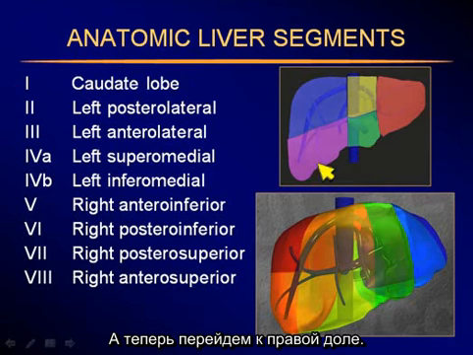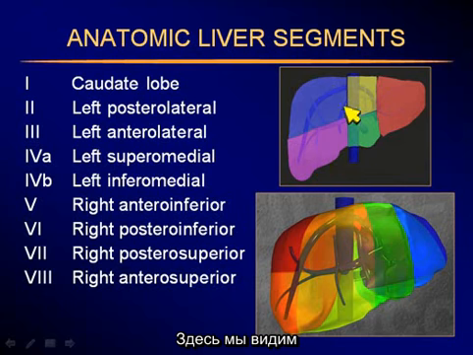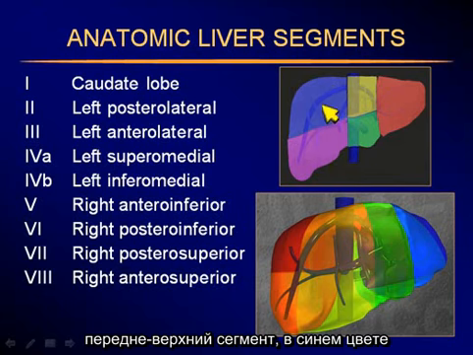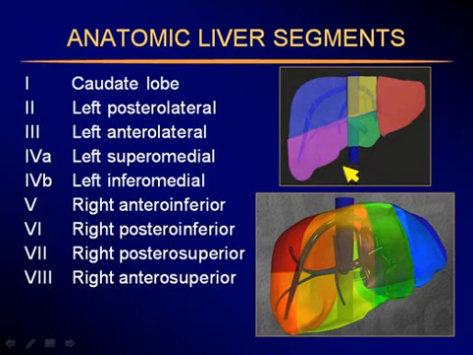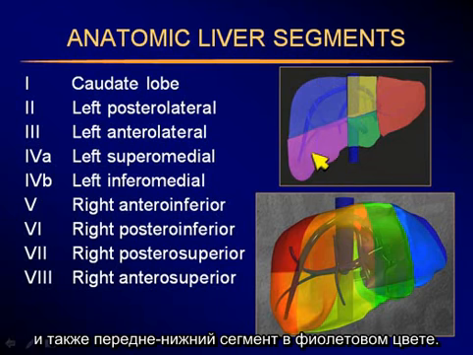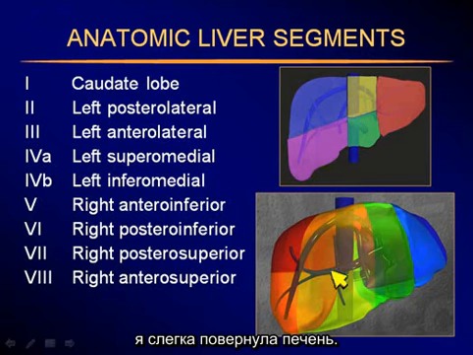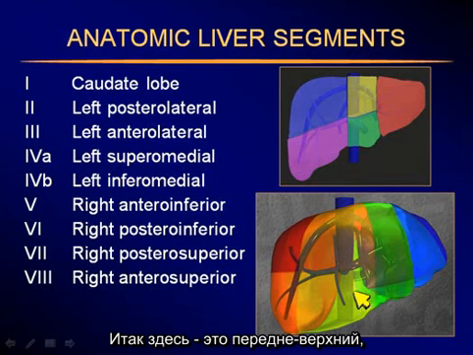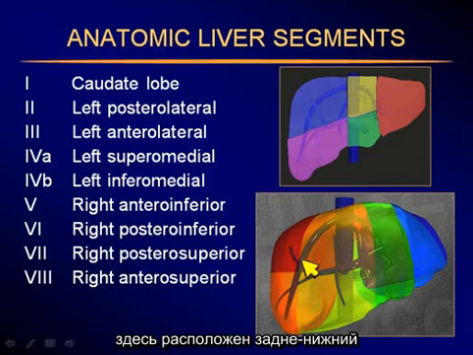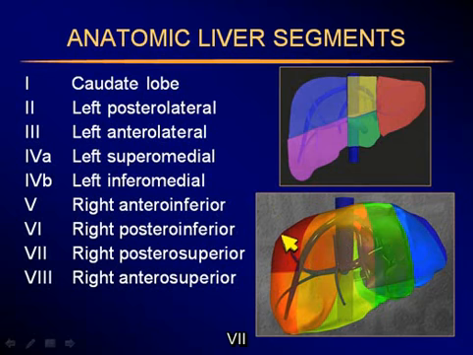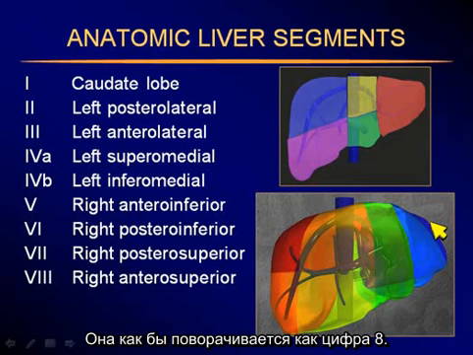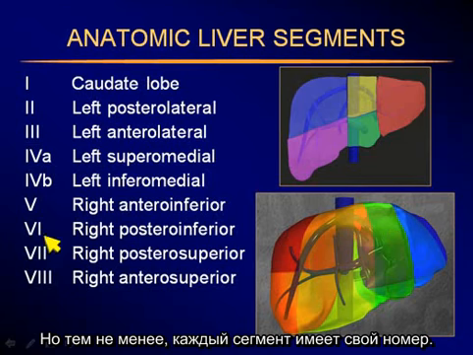And when we get to the right lobe, here we have anterior superior in blue, and we have anterior inferior in purple. For you to see the back, I've rotated this liver slightly. So here's anterior superior, anterior inferior. In the back is posterior inferior and posterior superior. These segments are labeled 5, 6, 7, and 8. It's kind of an unusual system. It kind of twists around like a figure 8. Nonetheless, each segment has a number.